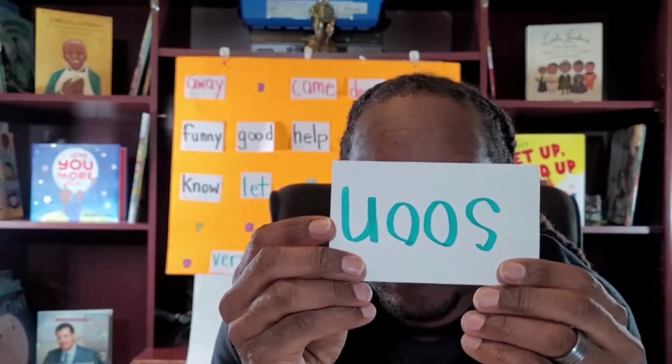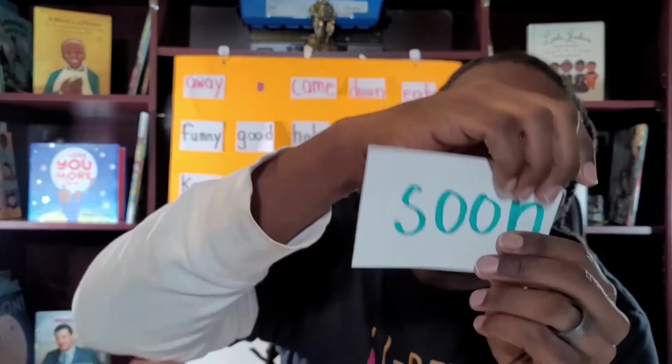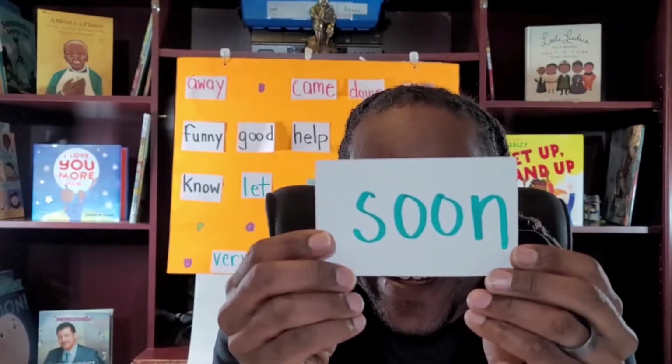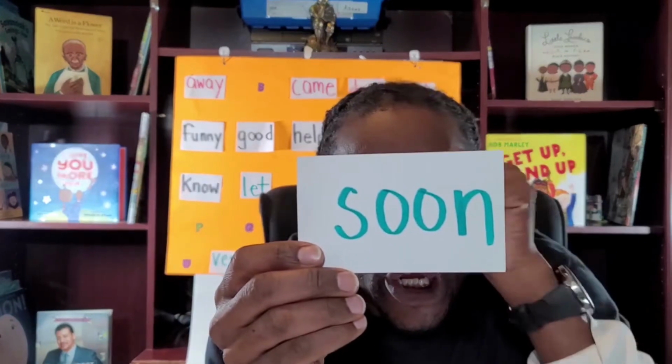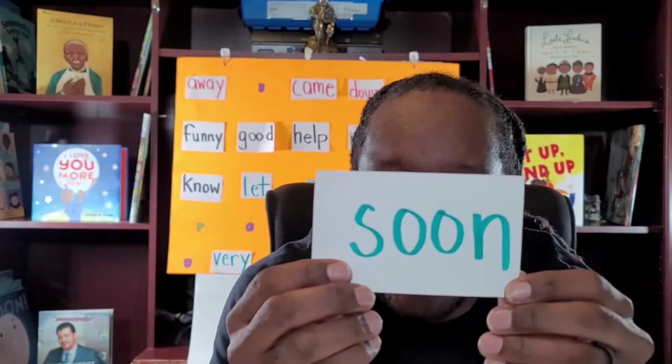And what word is this? Oh, it's upside down. Sorry. What word is this? Soon. Soon it will be time to go and you will cry. Let's spell soon. Soon. S-O-O-N. Soon.